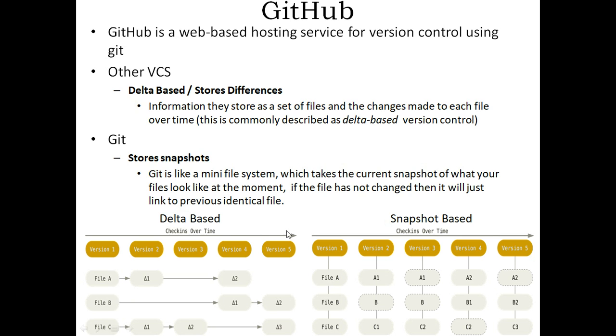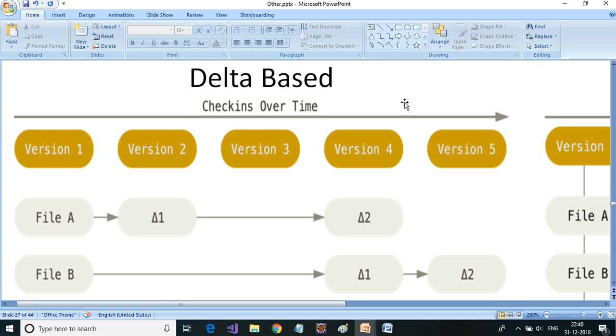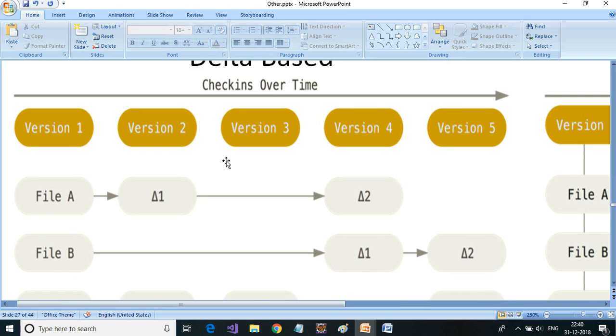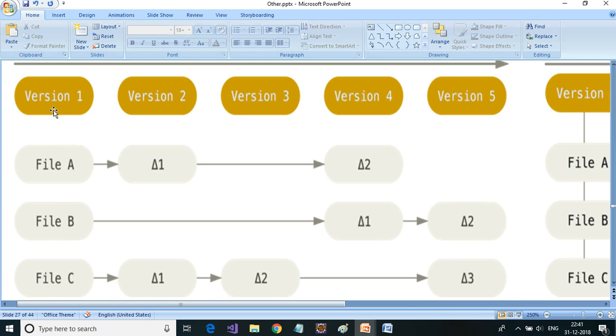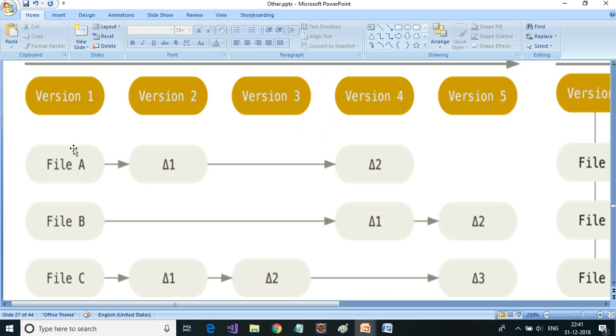Okay, let us see diagrammatically how these two work. Let us look at the delta-based approach now. On the horizontal line you can see check-ins over time. That means the file has been changed and checked in. Here we are talking about 3 files checked in, that means stored into the repository for the first time. So that will be version 1.